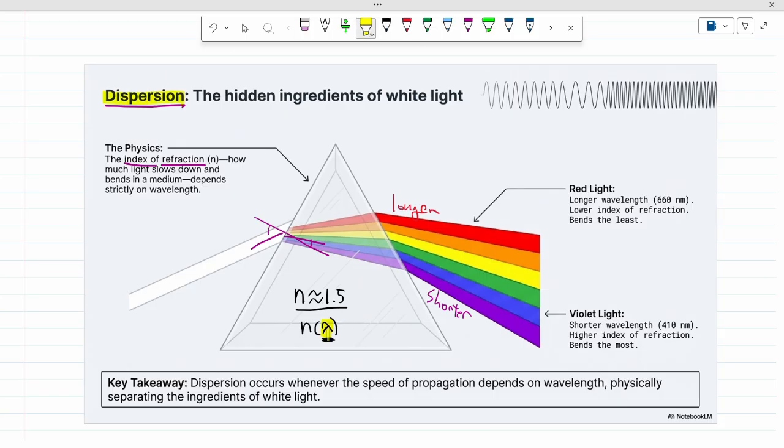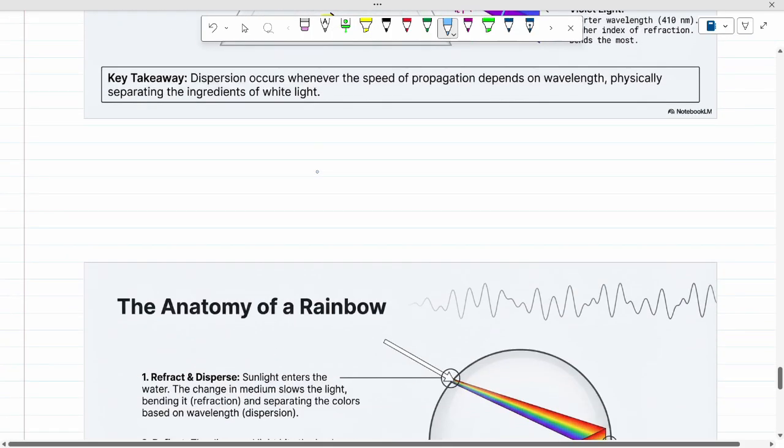And because of this dependence, how much the light bends depends on the wavelength. So the red light doesn't bend as much. The blue light bends more. So you can see them spread out here after they go through a prism at an appropriate angle. So I think that's the last of the topics I needed to talk about.